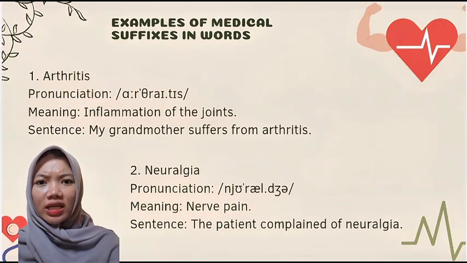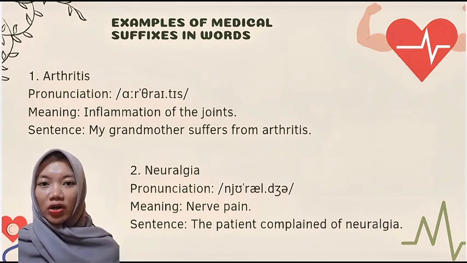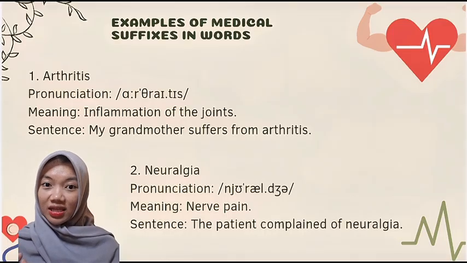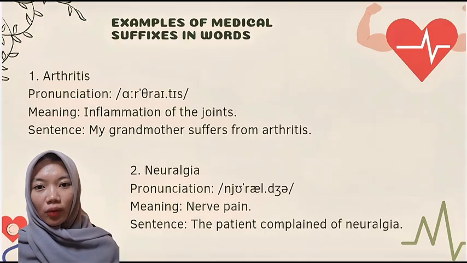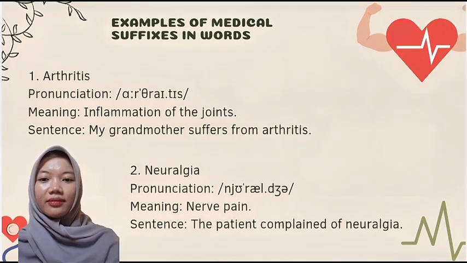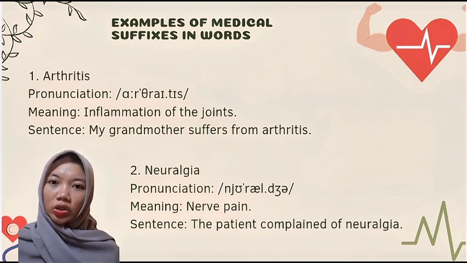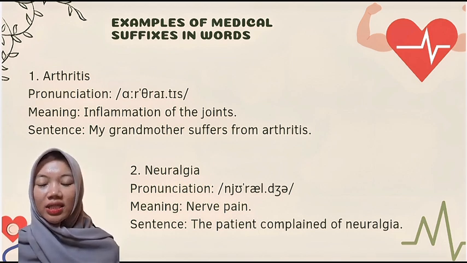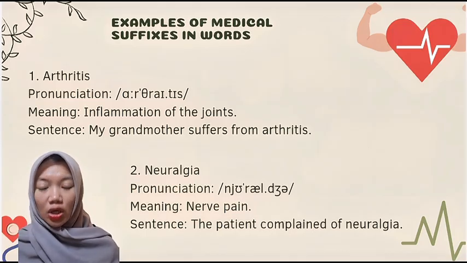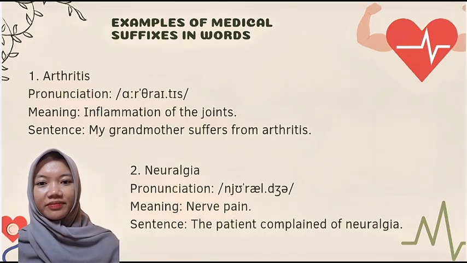The first word is arthritis. The pronunciation is arthritis. The suffix is itis, which means inflammation. Therefore, arthritis means inflammation of the joints. The example sentence is, my grandmother suffers from arthritis. This means the grandmother has inflammation in her joints, which may cause pain and difficulty moving.